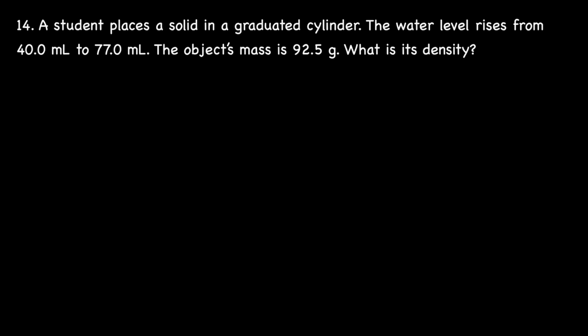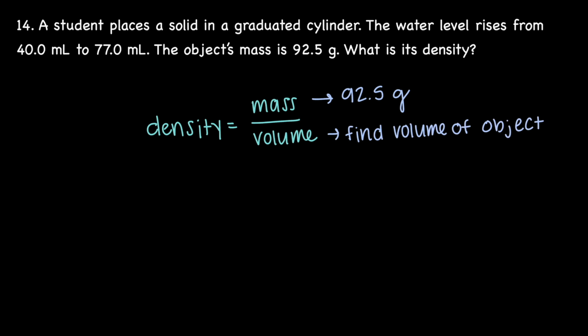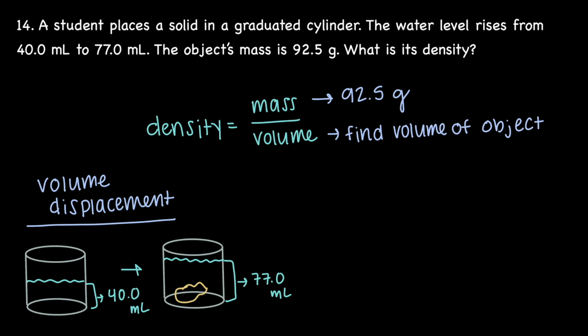Number 14. A student places a solid in a graduated cylinder. The water level rises from 40.0 milliliters to 77.0 milliliters. The object's mass is 92.5 grams. What is its density? We can calculate the density if we know the mass and the volume of the solid. We are given the mass, but we need to find the volume of the solid by subtracting the final volume of the water minus the initial volume of the water.